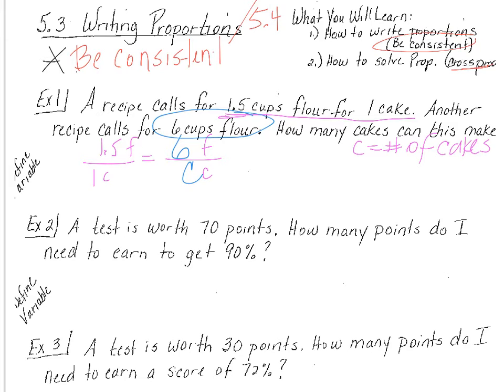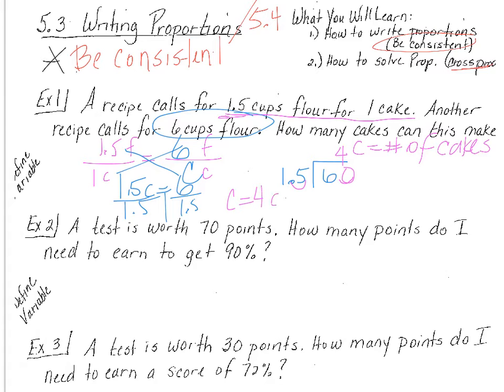We cross multiply. So we get 1.5C equals 6. Divide both sides by 1.5. And remember, the top number goes underneath. We're dividing by 1.5. We can't do that. We have to shift the decimal one place, so it's really 60 divided by 15, which is going to be 4 perfectly. So C is going to be 4 cakes. Did you see how we were consistent?